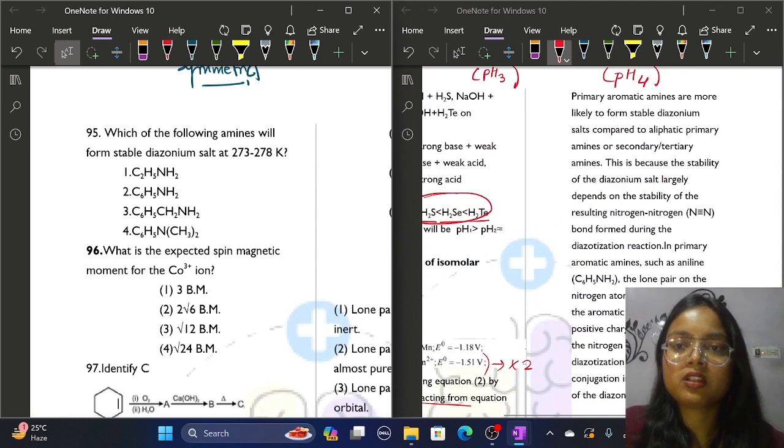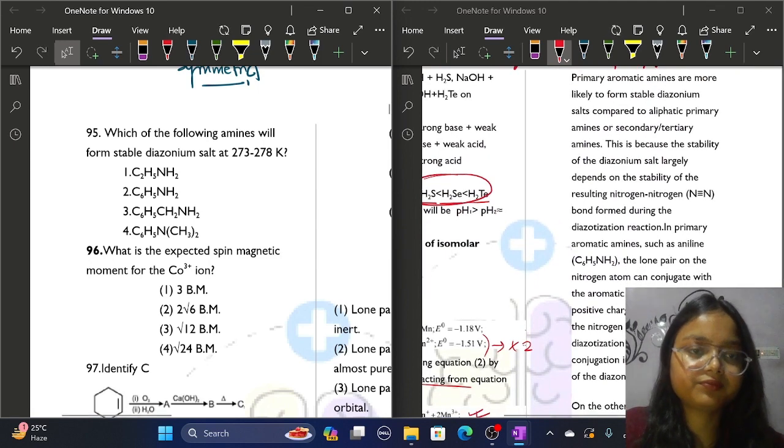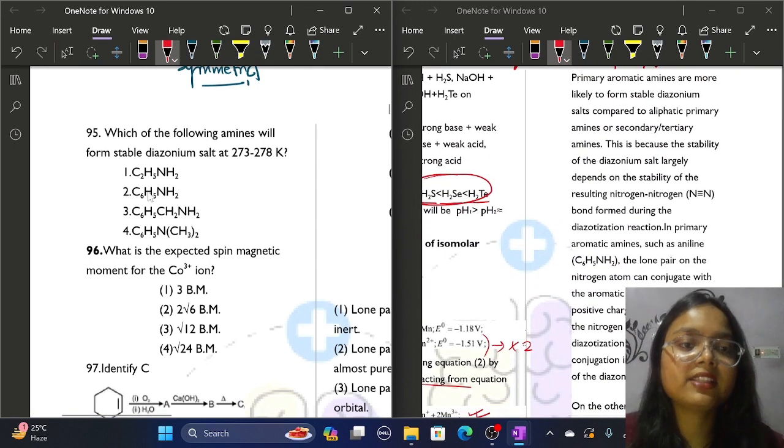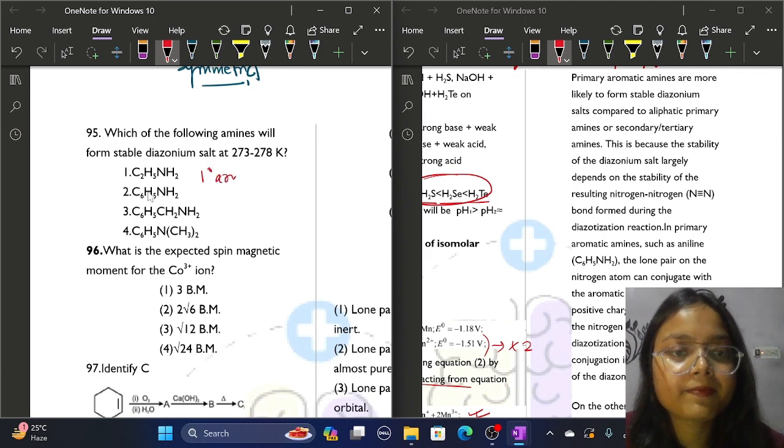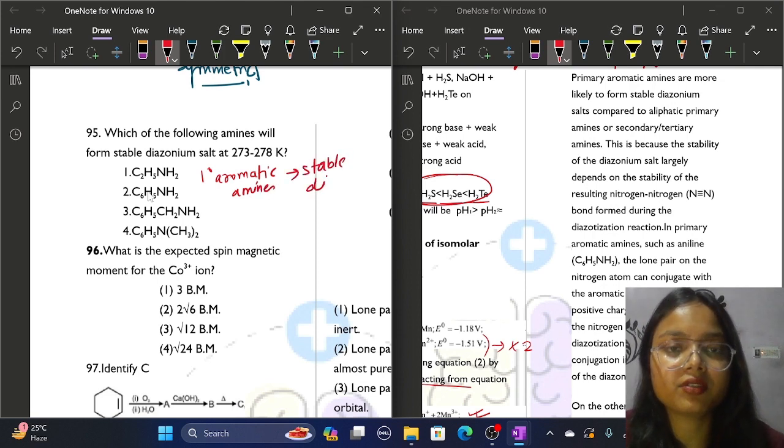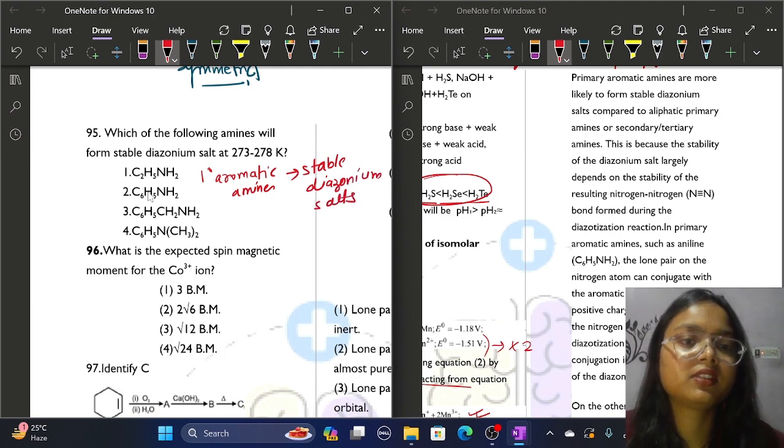Okay, so now question number 95. Which of the following amines will form a stable diazonium salt? Okay, so 1 degree aromatic amines form stable diazonium salt. Okay, so see here, it is a 1 degree aliphatic amine. Okay, aliphatic amines. This is the 1 degree aromatic amine.